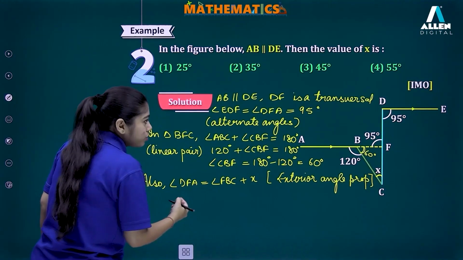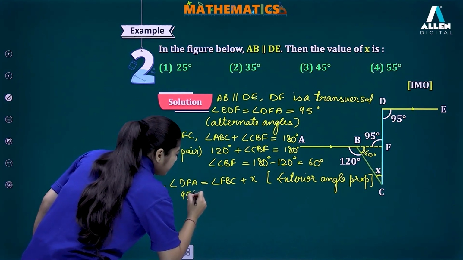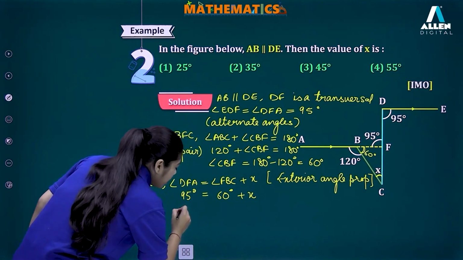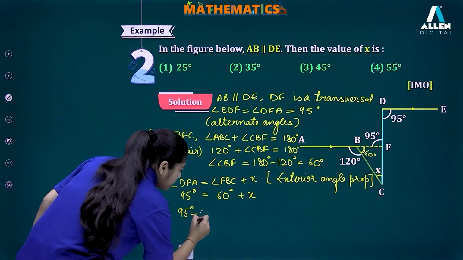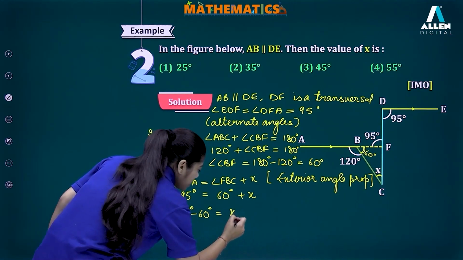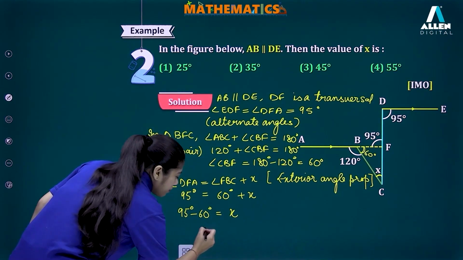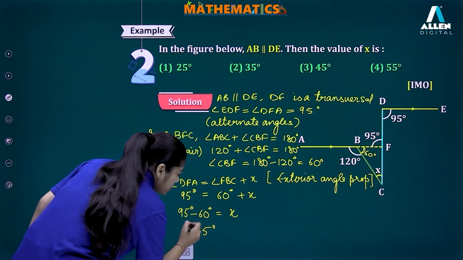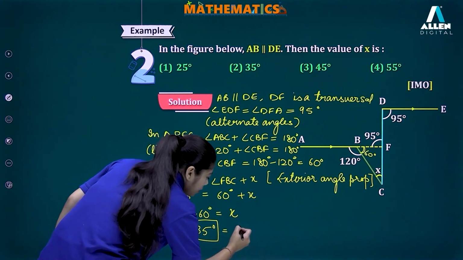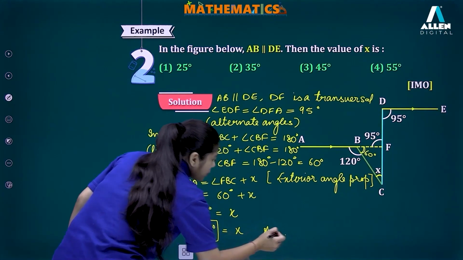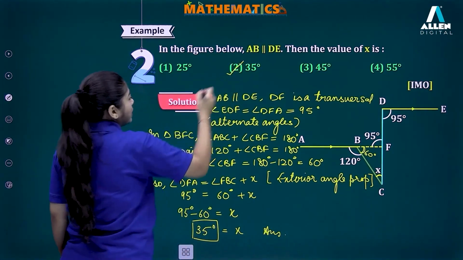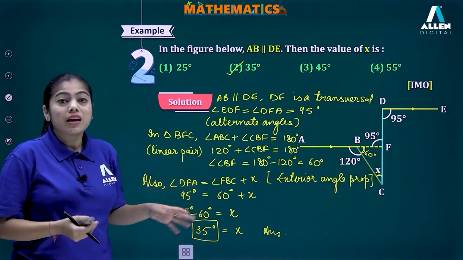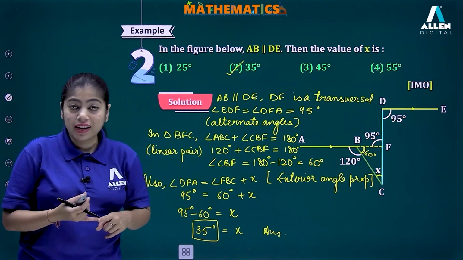So, putting the values here, we are going to have 95 degree equals 60 degree plus x. Solving it, 95 degree minus 60 degree is equal to x. So, 5 minus 0 will give us 5 and 9 minus 6 will give us 3. So, here 35 degree is going to be the value of x, which is option number 2, the correct option. So, this is how, class, we can solve the questions by applying the property of parallel lines as well as triangle properties.